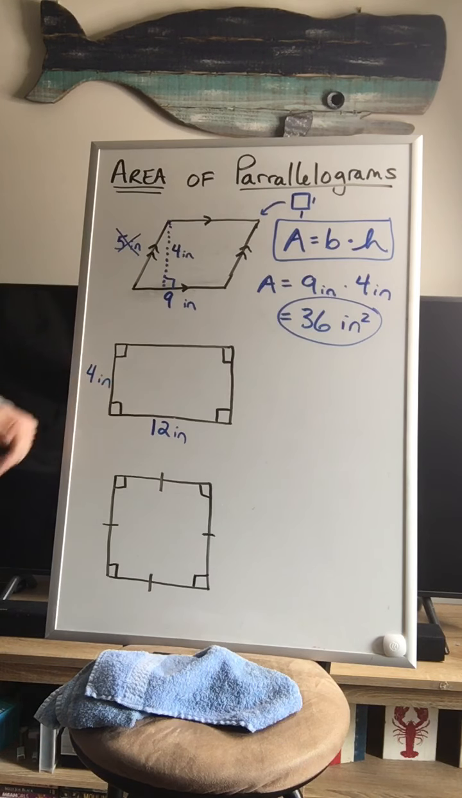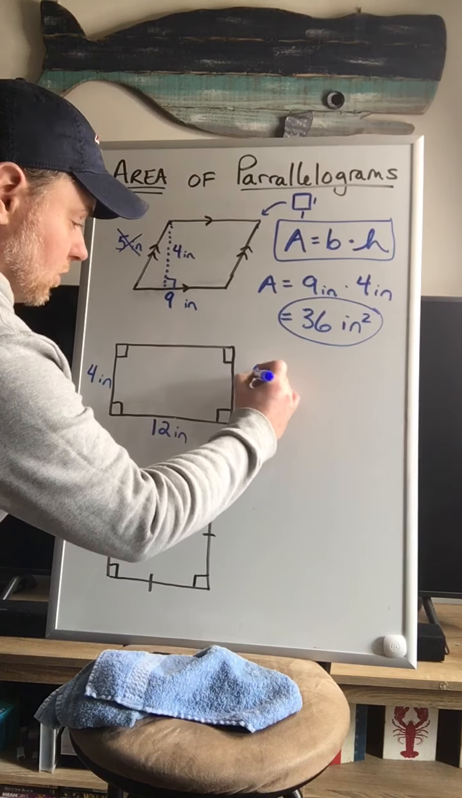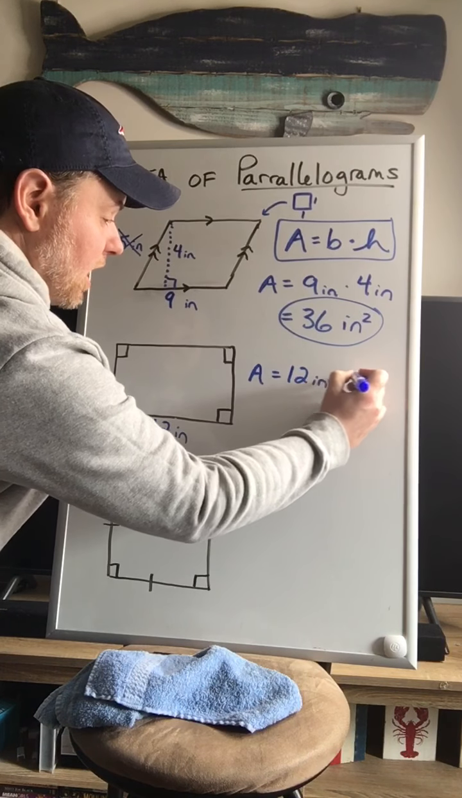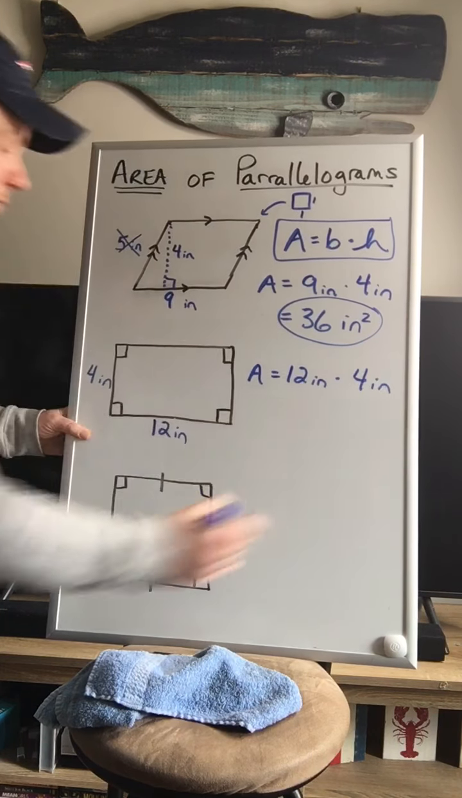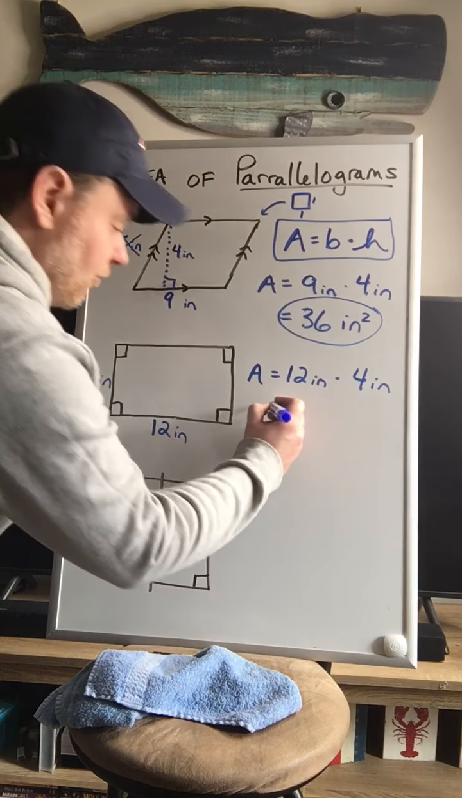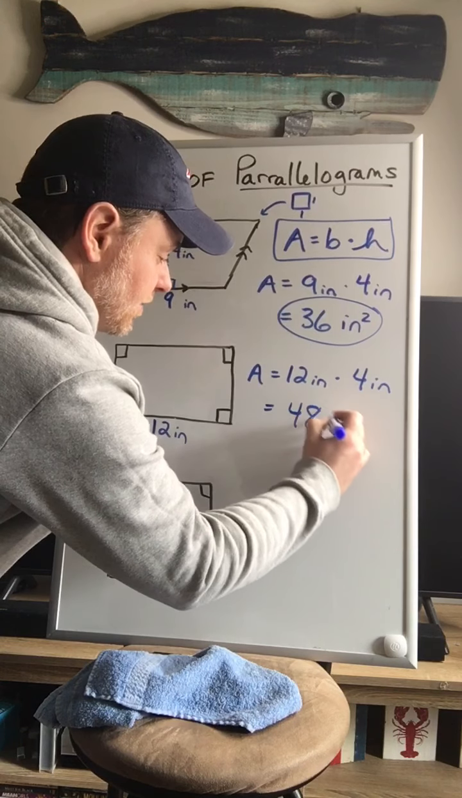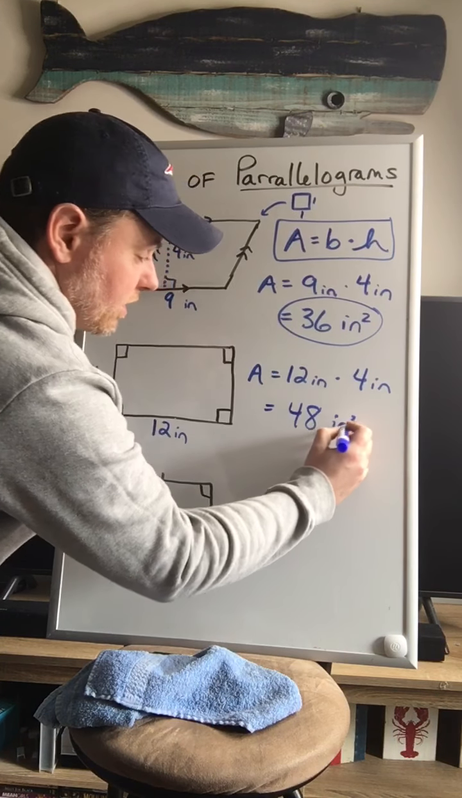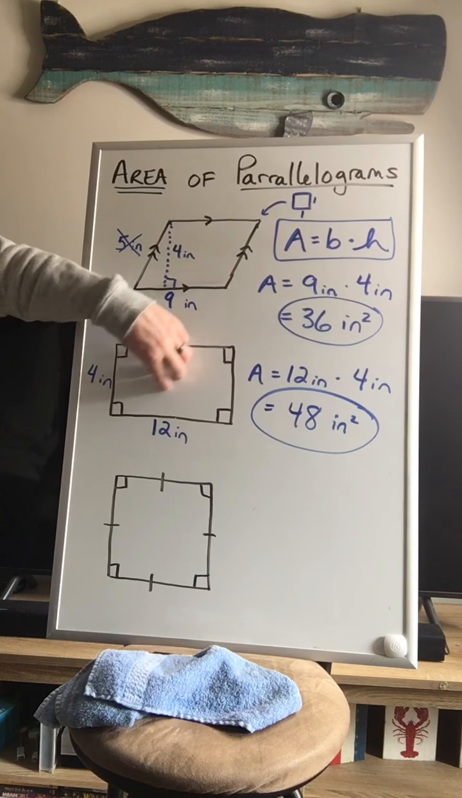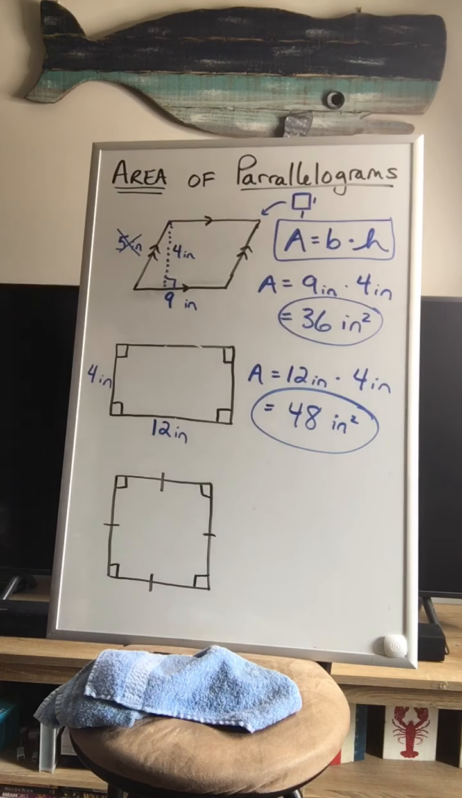So for finding the area of this, all I would have to do is the base, which is 12 inches, times the height, which is 4 inches. Multiply them together, okay? And I get 48. And I'm going to label it inches squared, with the inches with a little 2. 48 square inches would fit inside of that rectangle.